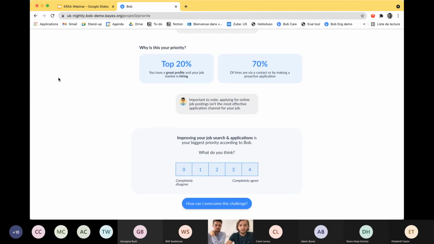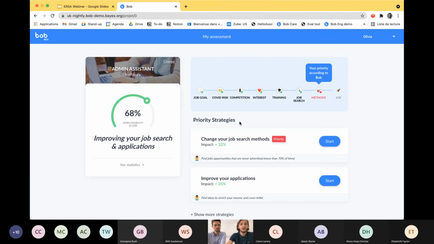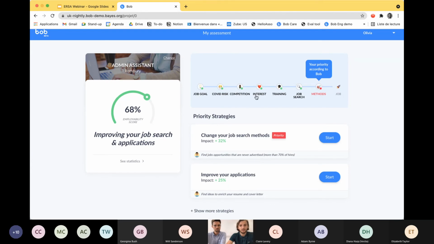Then Bob will give some concrete and quick examples to the job seeker, so that not only does it give a quick diagnostic, but also some direct solutions, so that the person can see, okay, I have this priority to overcome, and there are some actual things that I can do. And then Bob will suggest to the job seeker to beat the challenge. And so here we are landing on the action plan, which you can see below the diagnostic.